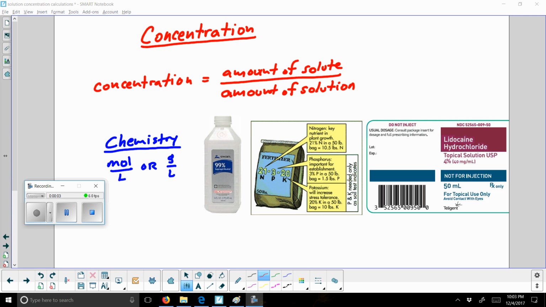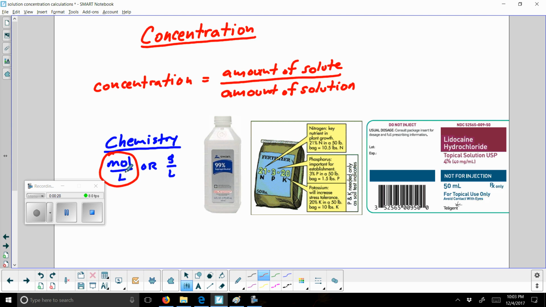Hi everyone, welcome to this video on concentration in consumer products. The last video we looked at how we measure concentration in chemistry, and more often than not we use moles per liter as the concentration. The reason is it's easy to determine the number of moles of product, and you can do stoichiometry with chemical reactions if you have the concentration of a solution.